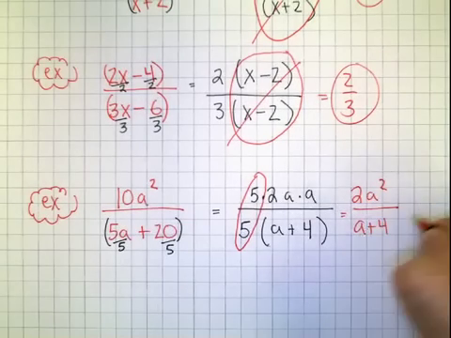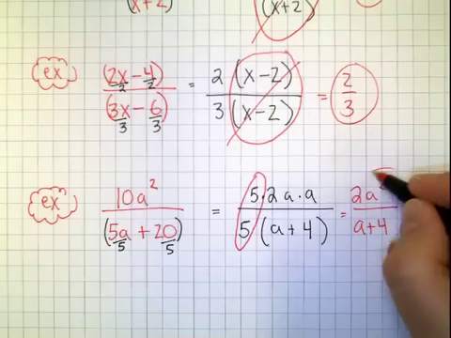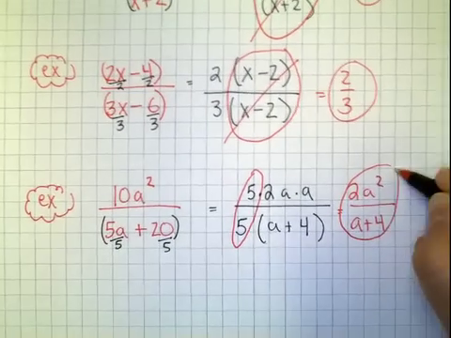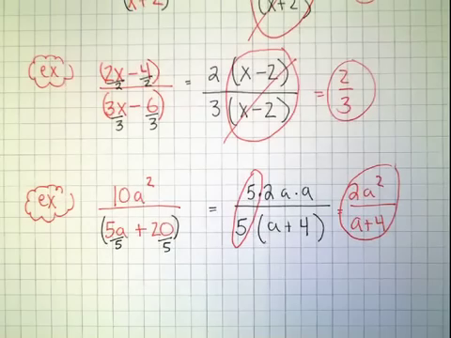And I can put a parenthesis around a plus 4, or now that I'm done, I can kind of forget about the parenthesis. But that's going to be my answer. I can't circle the a's because they don't match in the groups, so I leave it be.